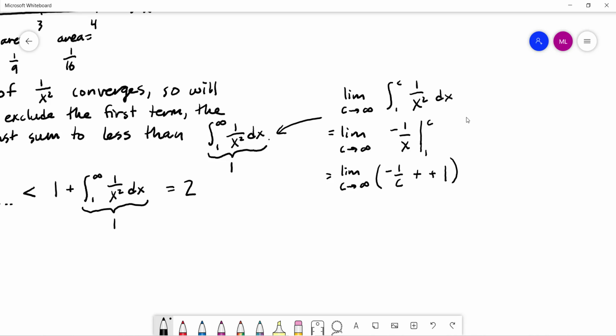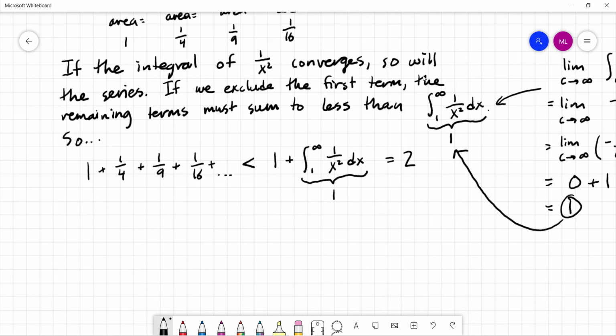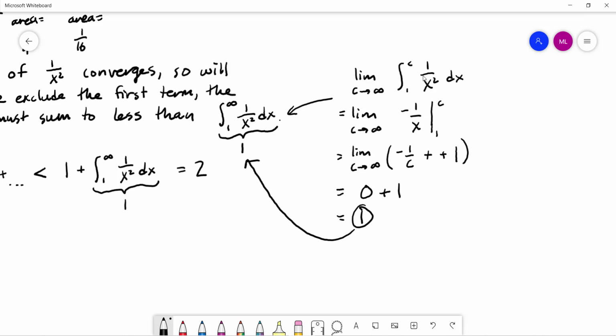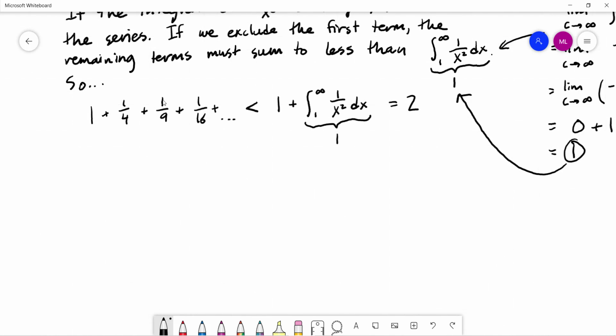Change that minus a negative to plus a positive. Take the limit as c goes to infinity, and that first term will go to 0. We get 0 plus 1, which is 1. And that's where this number came from, where we got the value 1 for all of this. So just a quick reminder of how we approach these improper integrals where we have infinite bounds of integration. We just use limits. Okay, so again, I've got this sum. I don't know what it sums to, but I know it sums to something that's less than 2 because it's bounded by that integral. So that integral is the integral in our integral test.